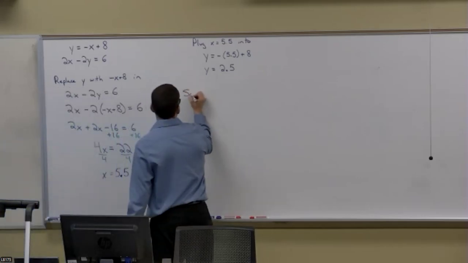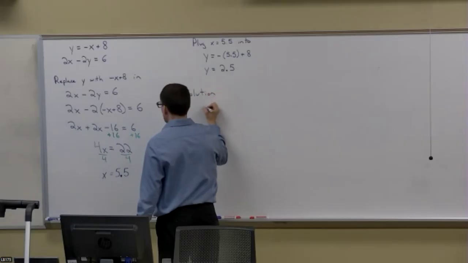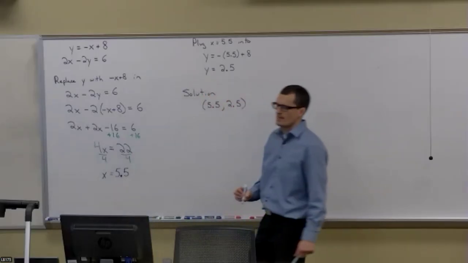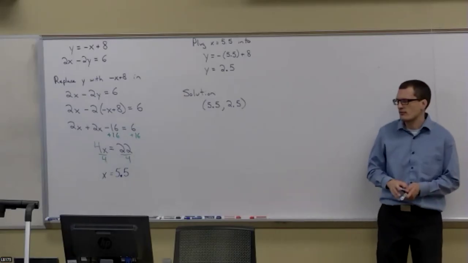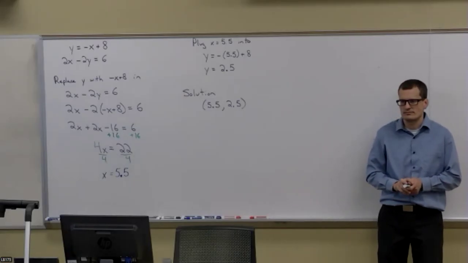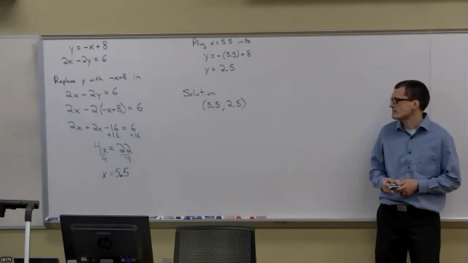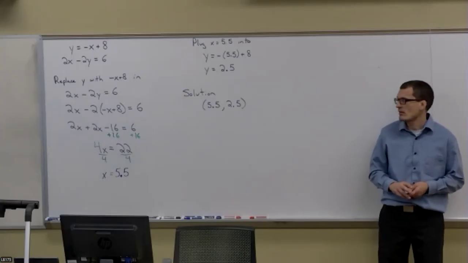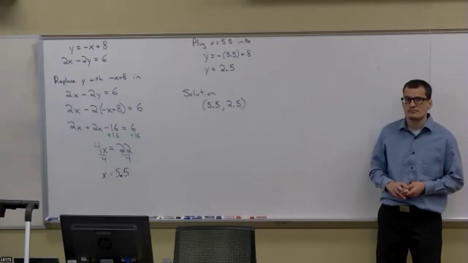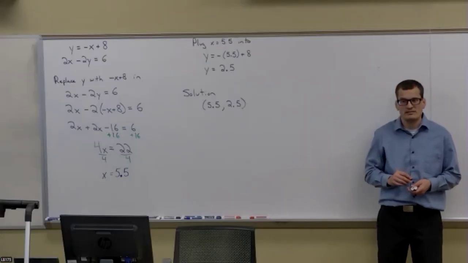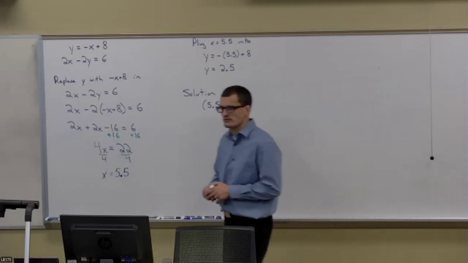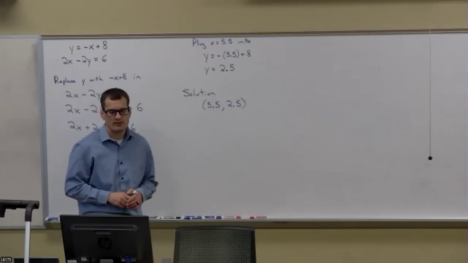So now I have my solution. My solution as an ordered pair is x value 5.5, y value 2.5. So that ordered pair is my solution. Any questions about that? That material, that's pretty straightforward. Good.